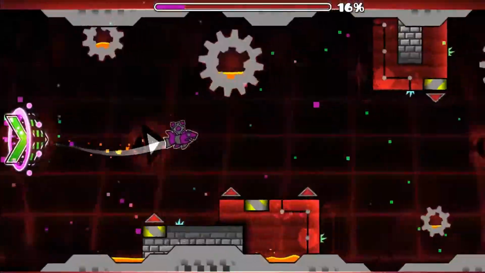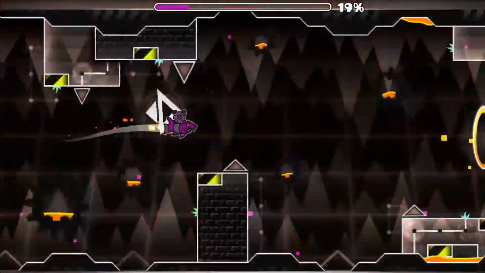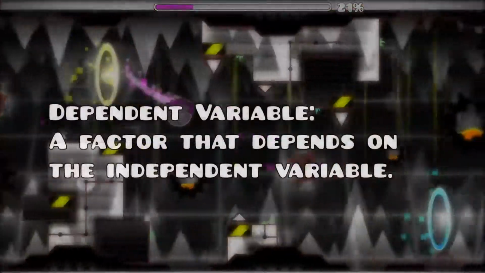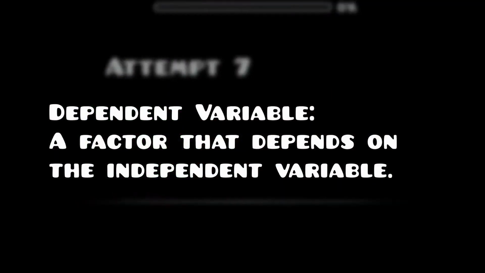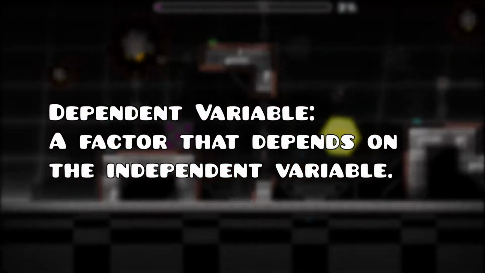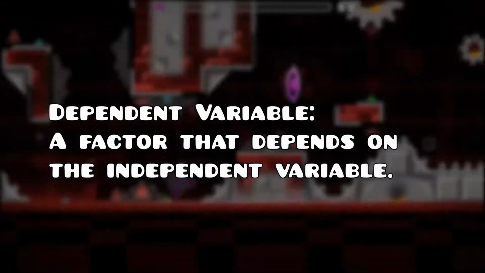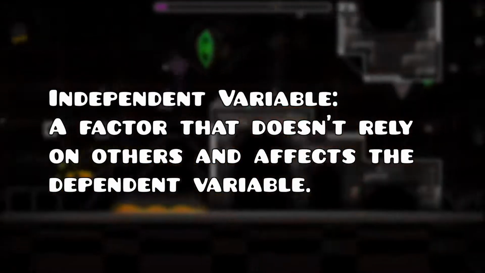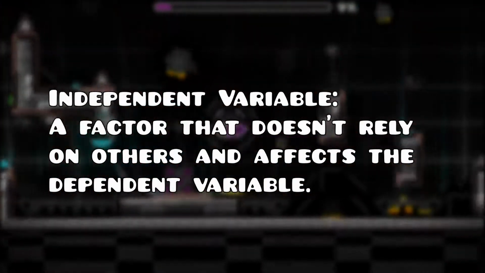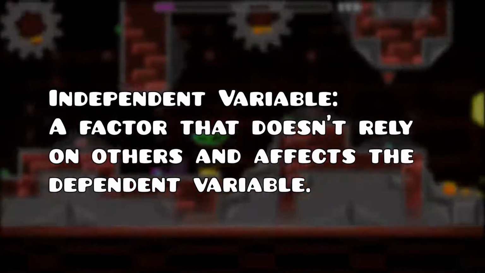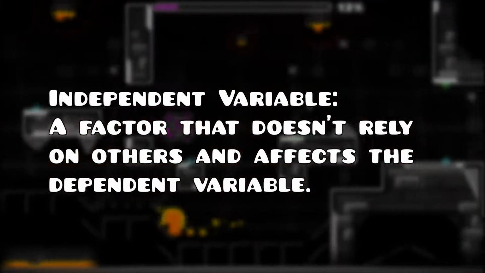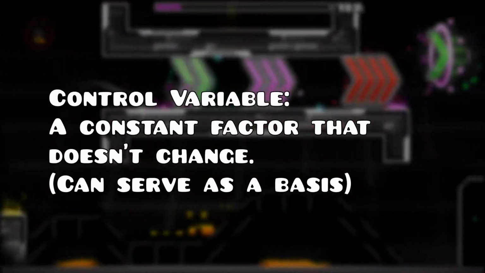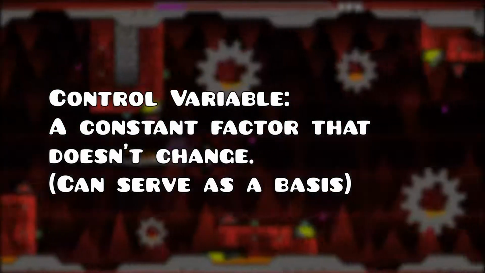In any research, you have the dependent, independent, and control variables. The dependent variable is a factor that relies on the independent variable and ultimately undergoes some sort of change. The independent variable is a factor that doesn't rely on others and affects the dependent variable in some way. Finally, the control variable is just a factor that is constant and doesn't change.